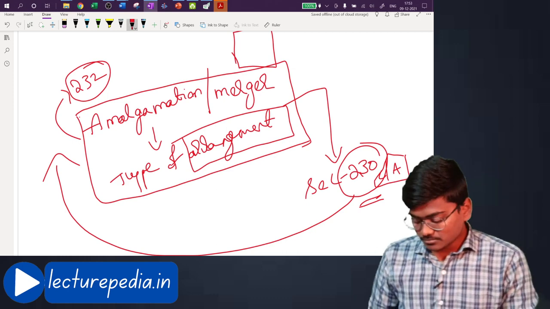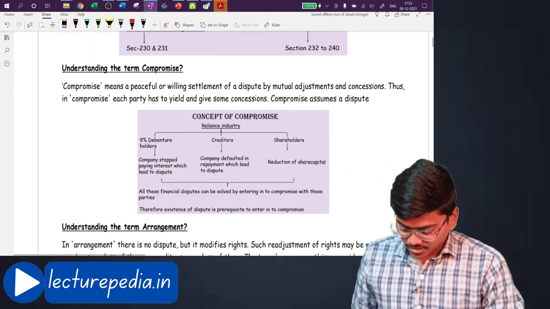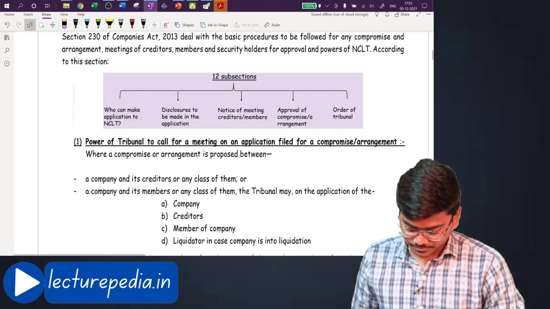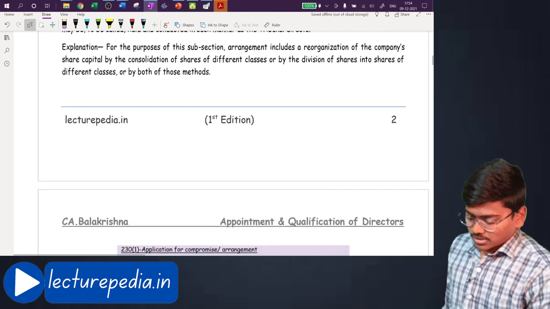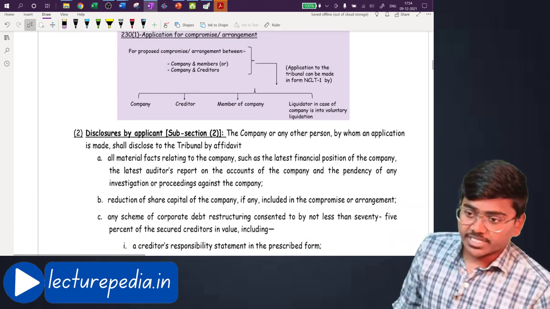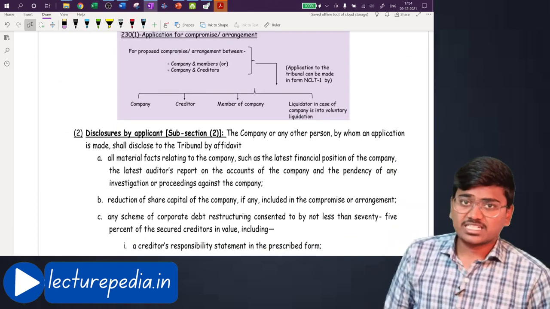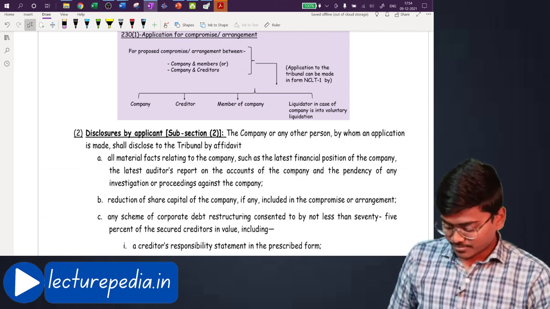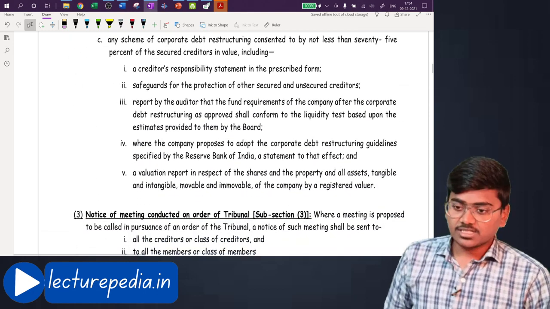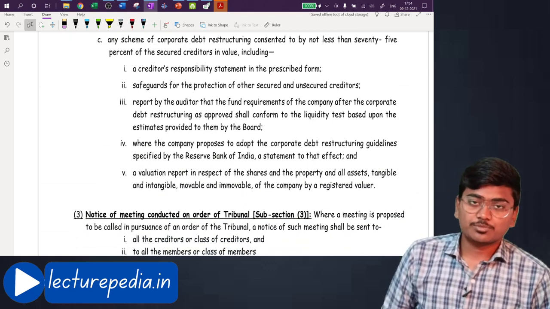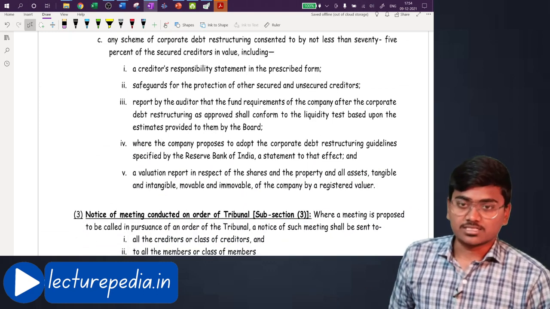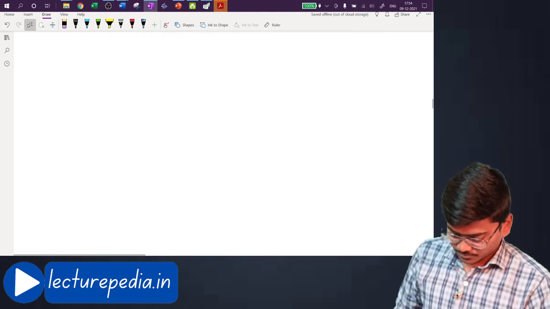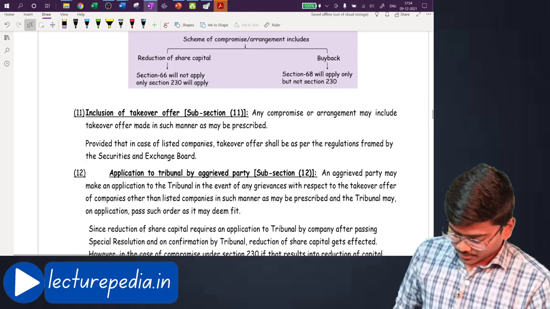Okay, with this brief understanding we will move into amalgamation. Yesterday we discussed the section in the PPT, but today for section 232 we will be reading from the book itself. I will be simultaneously reading the point and explaining the same with the help of charts. Okay, where is amalgamation?